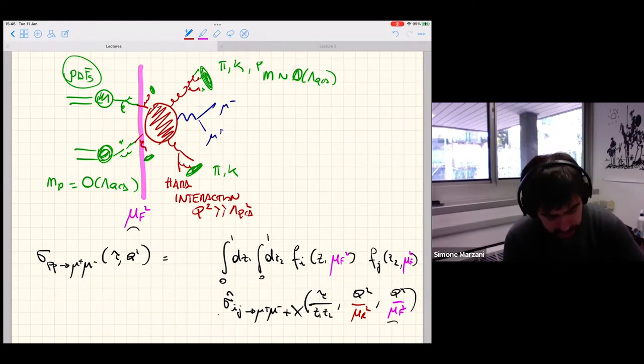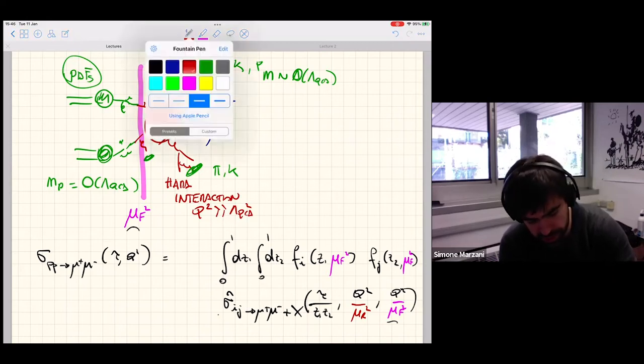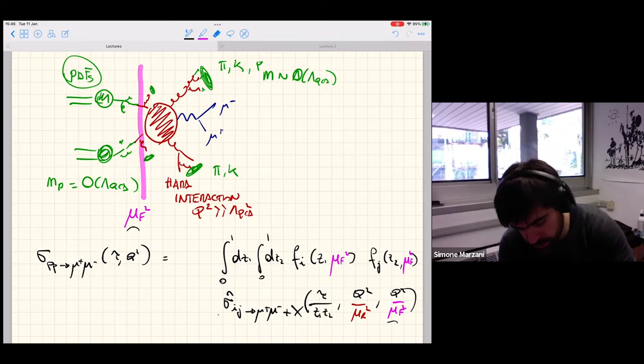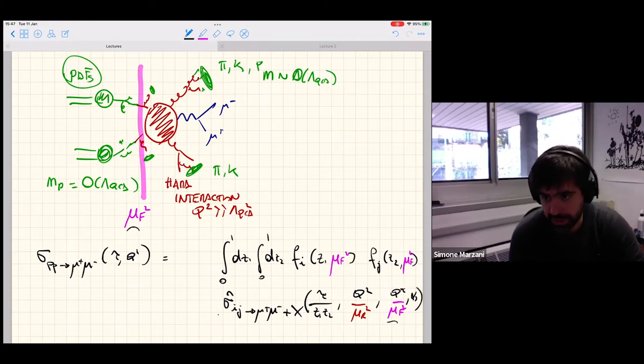And I wrote down this formula, which is sort of an improved version of the parton model. In what ways improved? You see that now sigma hat is not just computed to zero order in alpha s, but depends on alpha s, so it's computed to higher orders.